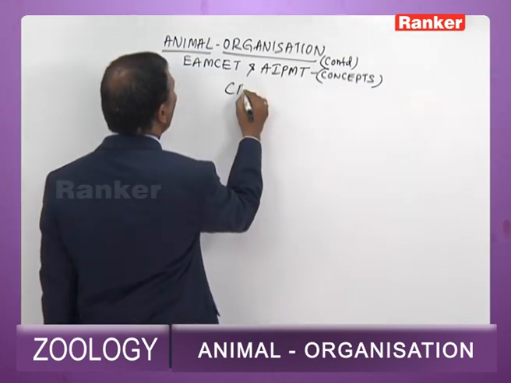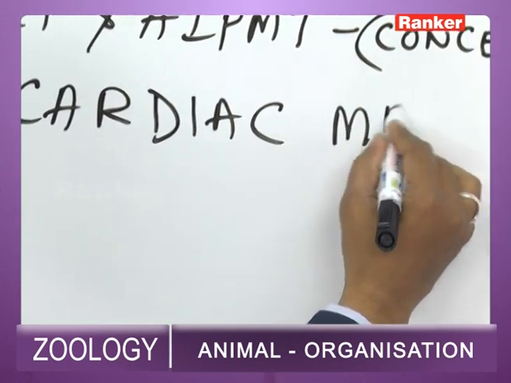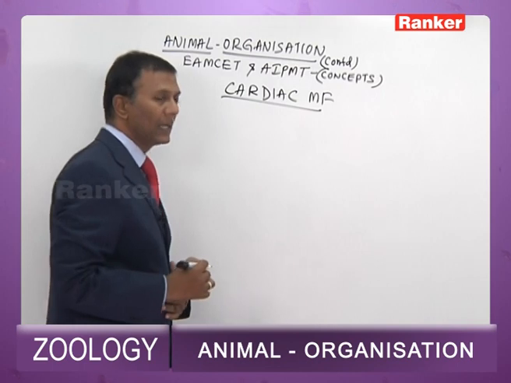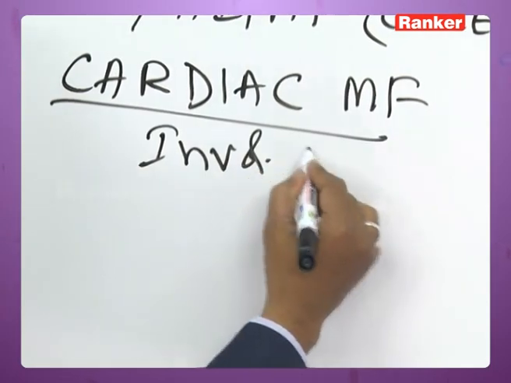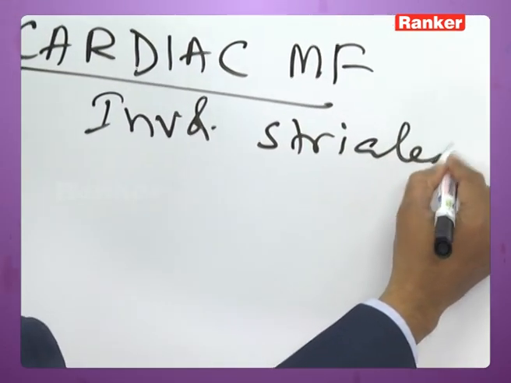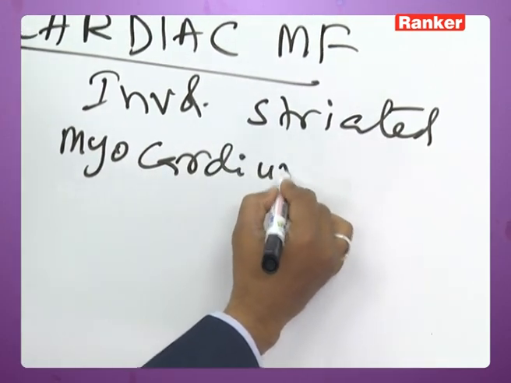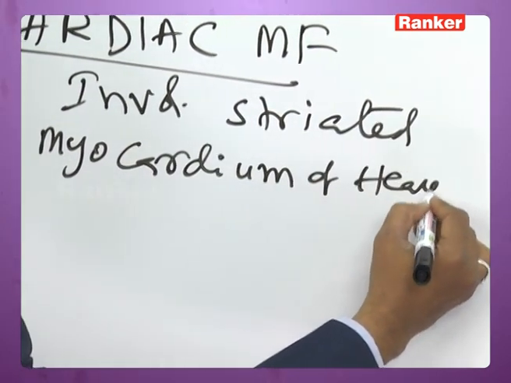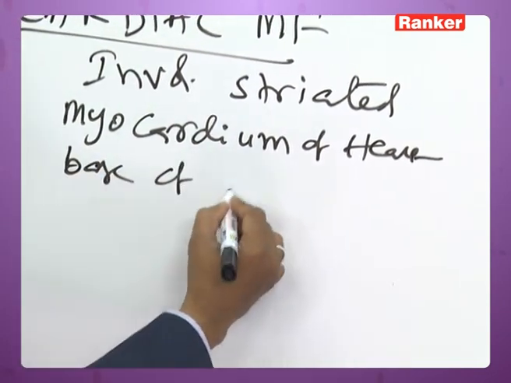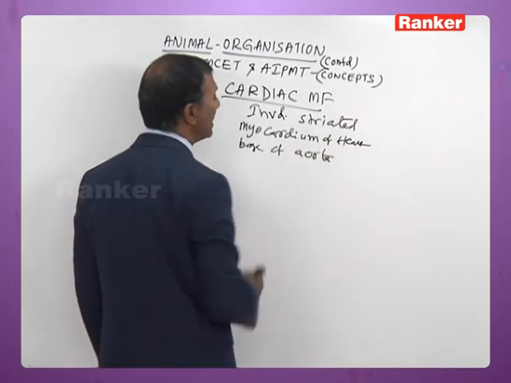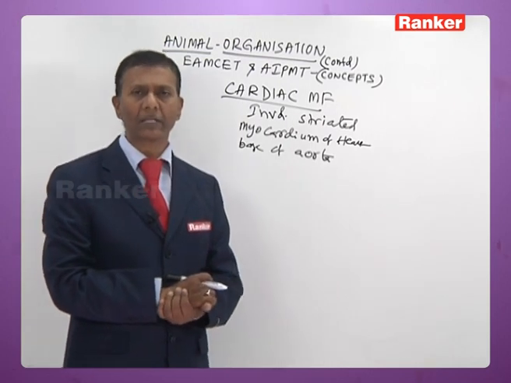Then the next one is the cardiac muscle fibers. The cardiac muscle fibers are involuntary and striated. They are present in the myocardium of the heart and the base of the large blood vessels. The basal part of the aorta and the myocardium of the heart are made up of cardiac muscle fibers.